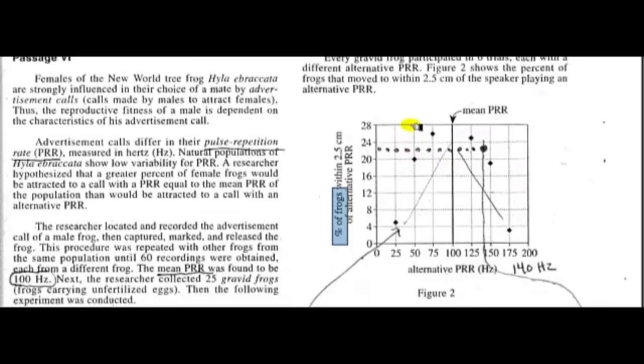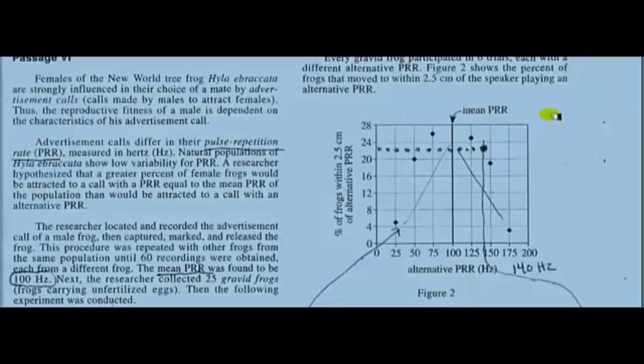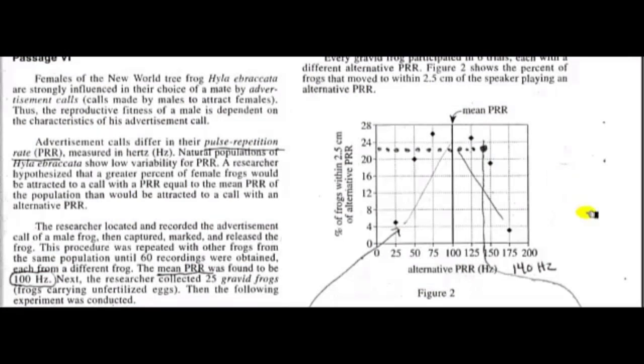Up here, 50 to 150, we're all right around at least 19% or higher, and anything below the frequency of 50 or above 150, it drops off considerably. So the results do suggest that the researcher is correct, saying that the frogs would be attracted to the mean PRR. So the answer on this one will be yes.